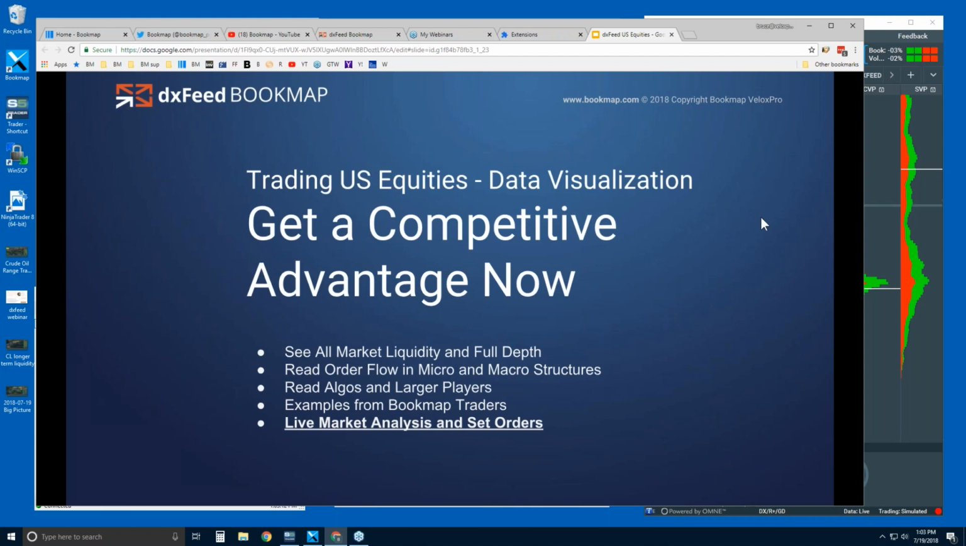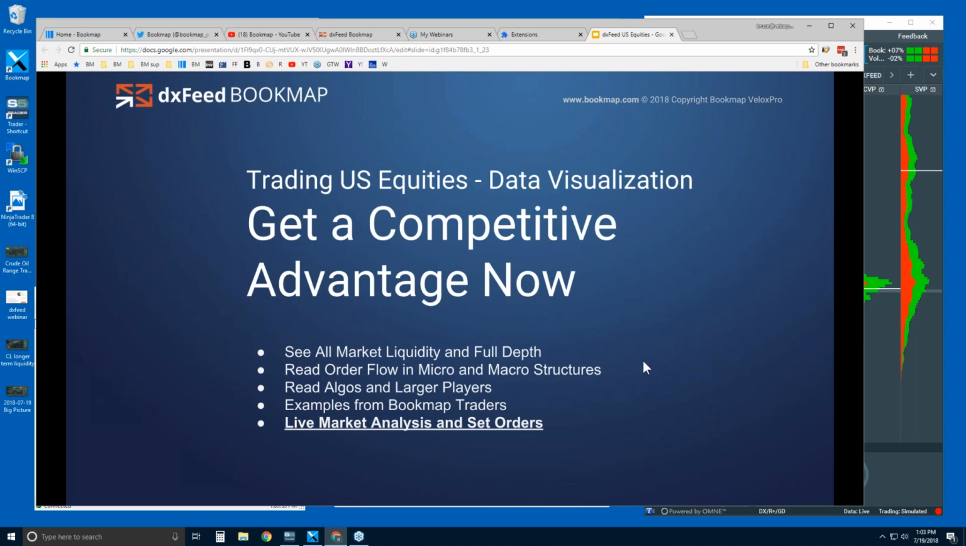Right off the bat, a pretty bold statement: getting a competitive advantage right now. How am I going to show you that, if you're a new trader or you've been trading for decades? Well, we're going to look at the liquidity in the market. Many of you are probably familiar with a DOM, a depth of market. Well, we're going to be able to extrapolate that DOM data on much higher time frames with unlimited depth, and I'll show you what that is.